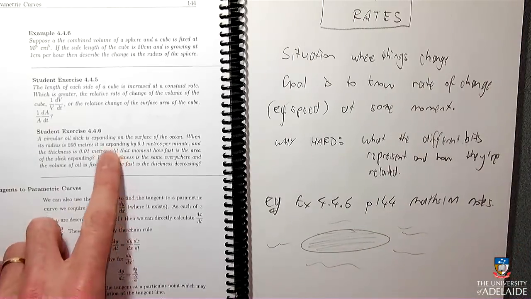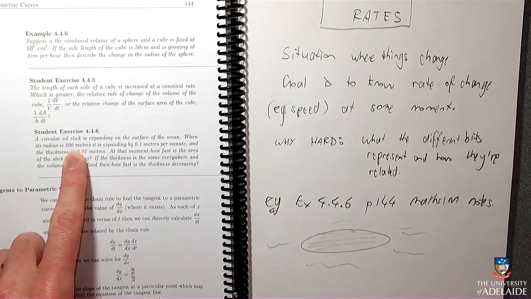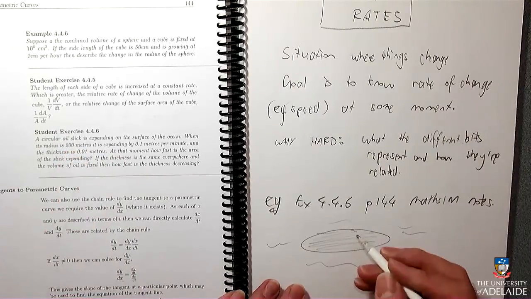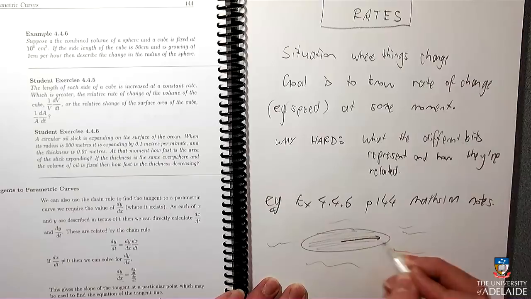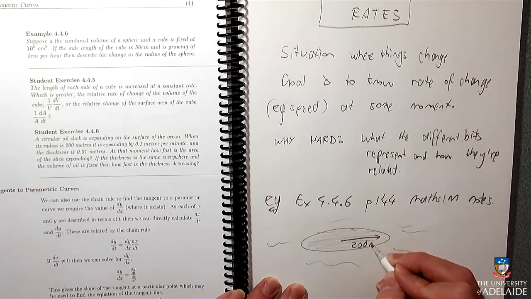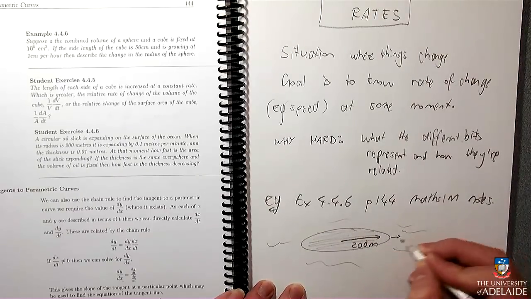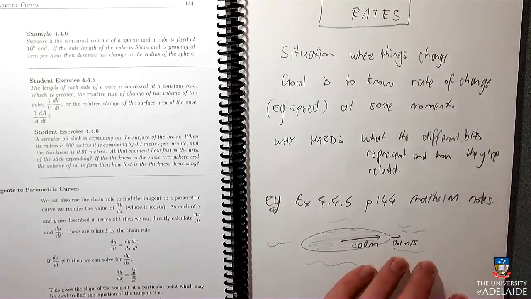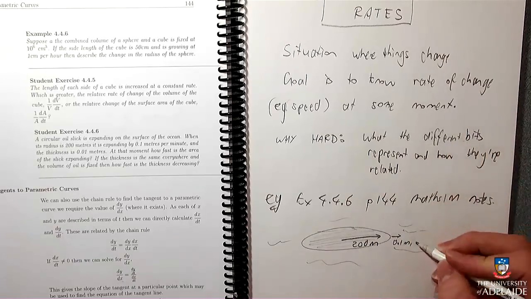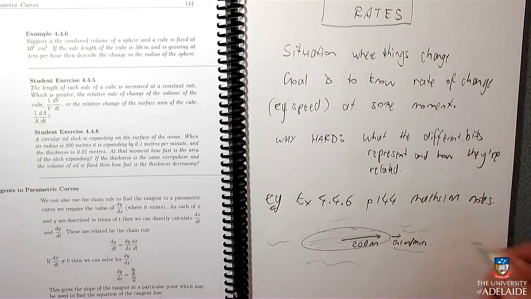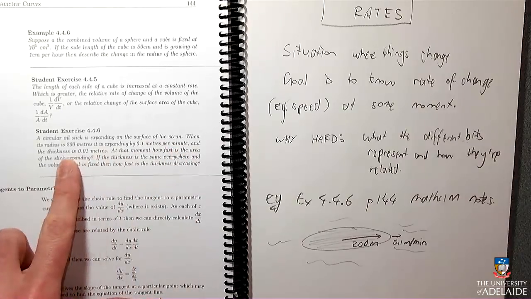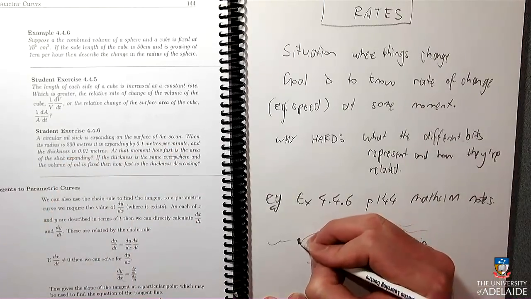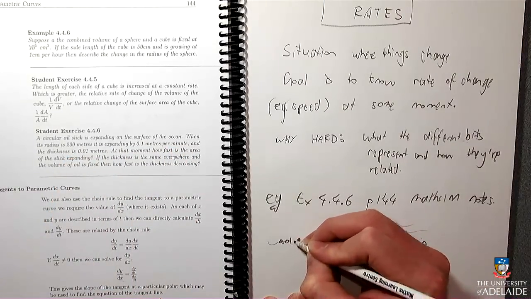Beautiful. So at a particular moment, the radius is 200 metres and it's expanding at 0.1 metres per second. Okay? Minute. I'm so used to being in physics where you don't do things like metres per minute. And at that moment, the thickness is 0.01 metres.